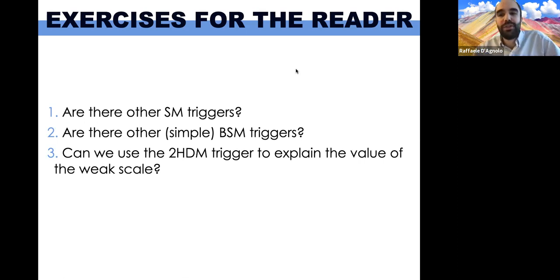And so all this story leads to ask more questions. Whether there are other triggers within the standard model, whether there are other simple beyond the standard model triggers. And as I showed you, it's not so easy to find them, but especially beyond the standard model, it's certainly possible. But more importantly, I've gone through all this pain, but I haven't yet even started or tried to solve the RRQ problem, but let's try to do it.